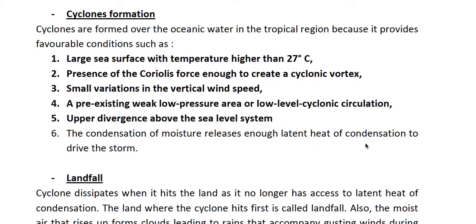So how does a cyclone move? It moves because of the latent heat of condensation. That gives power to the cyclone. So see, the water is evaporated, the warm air rises up and the cold air takes its place near the sea level. And the warm air which rises up is condensed there, and that gives energy and releases the latent heat of condensation.